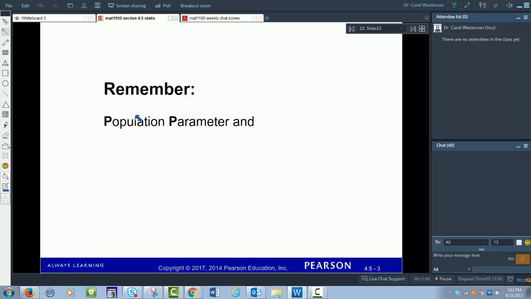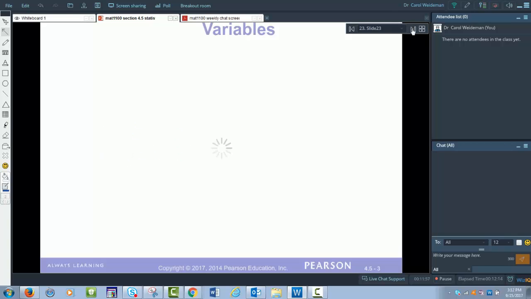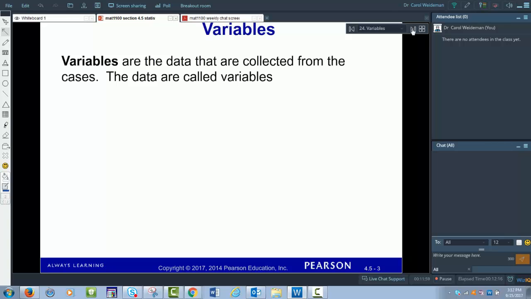Population of interest is the larger population from which we took the sample. So an easy way to remember this, population parameter, so when we're talking about the population, we're talking about a parameter. However, we draw a sample and calculate a statistic in order to make an inference about the population parameter. So sample, statistic, population parameter.